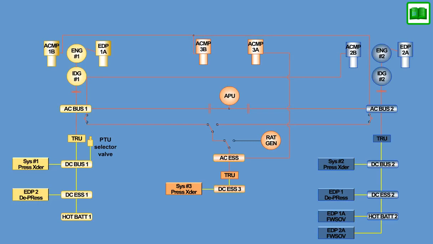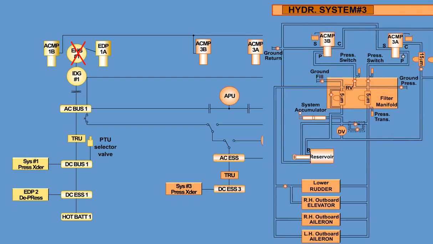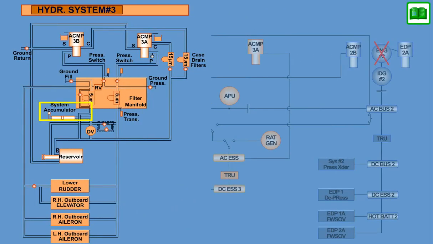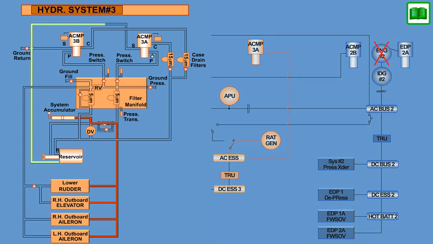In the event of the loss of both engines, either one at a time or simultaneously, ACMP 3A will initially turn off due to the loss of the electrical power when the IDGs go offline, and the system accumulator will provide power to the flight controls on System 3 for the period while the ram air turbine deploys, spins up to operating speed, and restarts ACMP 3A. There are sufficient flight controls on System 3 to maintain control over the aircraft in all 3 axes and enable a controlled landing to be performed.